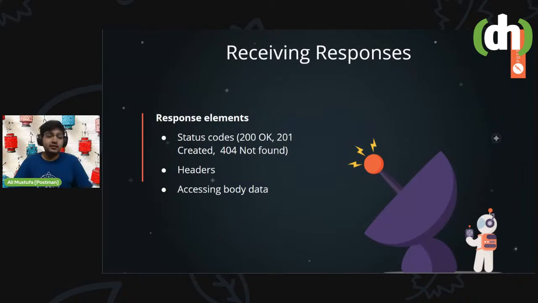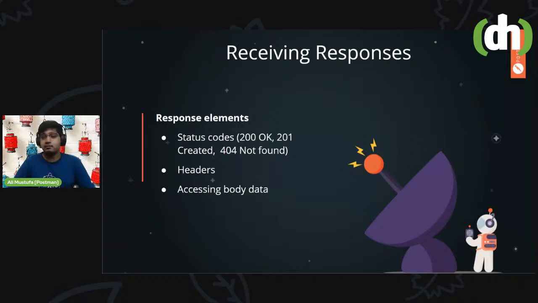Okay. Now that we know how to send a request, what happens when you receive a response? So again, we talk about three things. The first one is status code. Status code helps you to understand what happened with your request. Okay, was it successful, was it not successful, and so on. And there are multiple types of status code which you will come across. For example, 200 means everything is okay. 404 means the resource was not found. 201 means the resource was created, and so on.